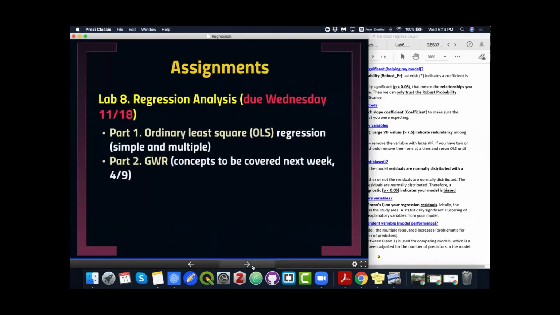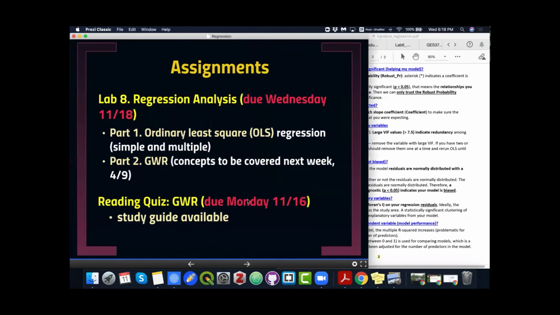So we're doing lab 8 today, and I think I'm going to extend the lab 8 deadline. So it won't be next Wednesday. I think I can give you until maybe the weekend of next week. There are 2 portions in lab 8. Part 1 is about the ordinary least square regression. And part 2 is a new concept that we'll be covering on Monday next week.